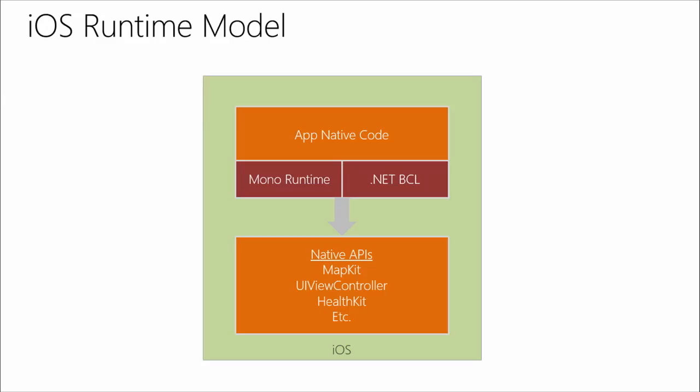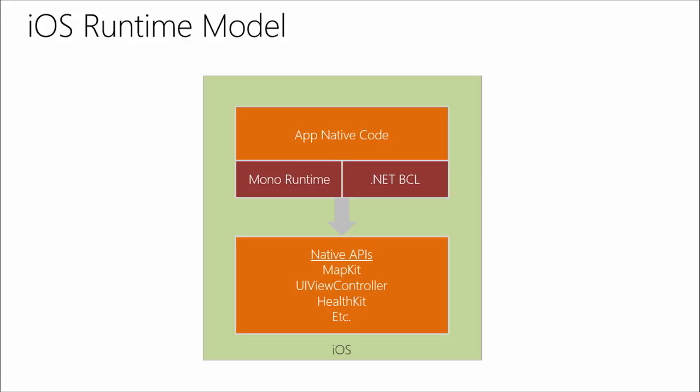So the iOS runtime model essentially works like this. You have iOS, which is the platform. Then you have your app native code, and within there you have your Mono runtime and the base class libraries from .NET. Xamarin does some really neat things in there where they'll compile your application and remove anything that's not used to keep the file size small. They'll still compile it down to native code, but remove any unused properties or methods, or even from their base class libraries, they'll remove it from your application.